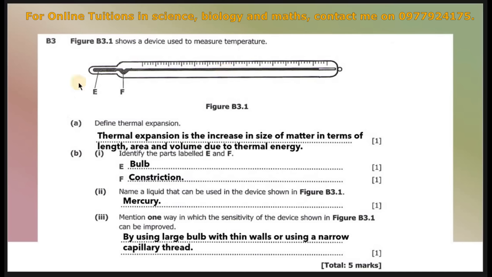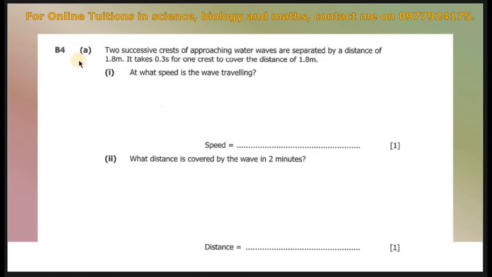Okay, so next we move to question B4, which says two successive crests of approaching water waves are separated by a distance of 1.8 meters. It takes 0.3 seconds for one crest to cover the distance of 1.8 meters. Okay, then they say one, at what speed is the wave traveling? Then two, what distance is covered by the wave? Okay, so first of all, let's draw a wave here. So this is a wave.